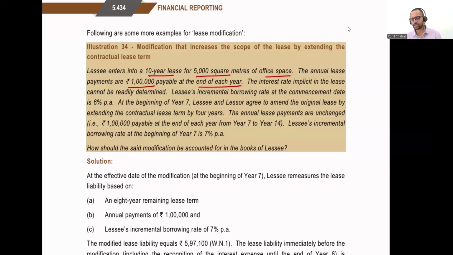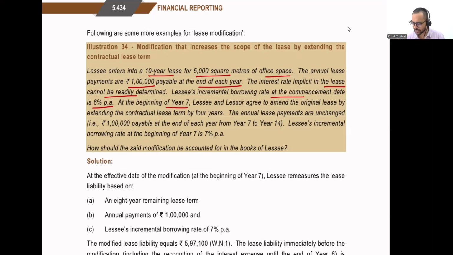It was a 10-year lease contract, 5,000 square meters of office space, and the consideration was 1 lakh per annum for 10 years. The interest rate implicit in lease cannot be readily determined. The lessee's incremental borrowing rate as at the date of commencement is 6% per annum. Now, till here, the facts are the same. Now, there is a change in the scenario.